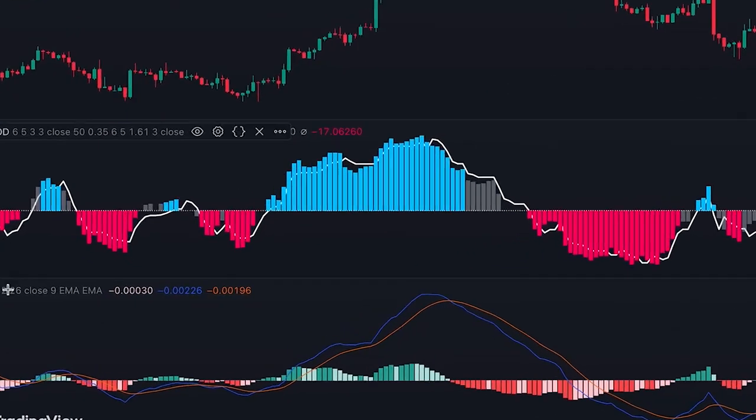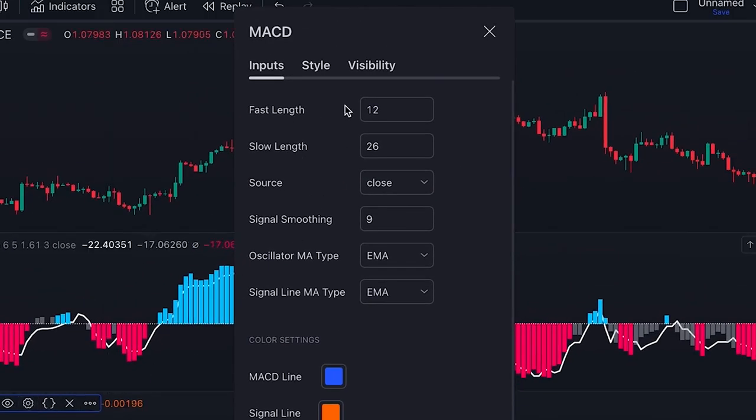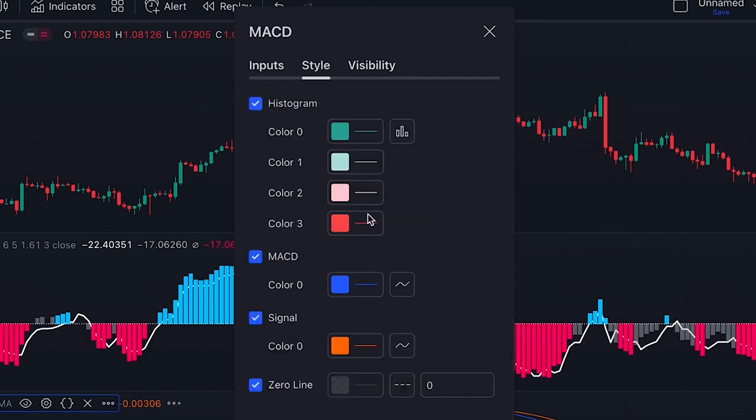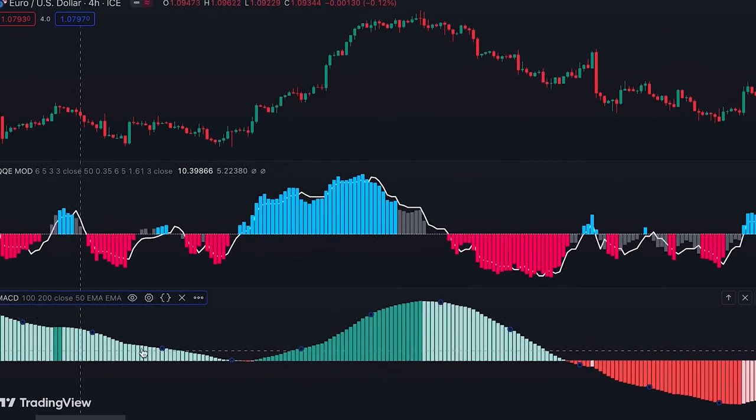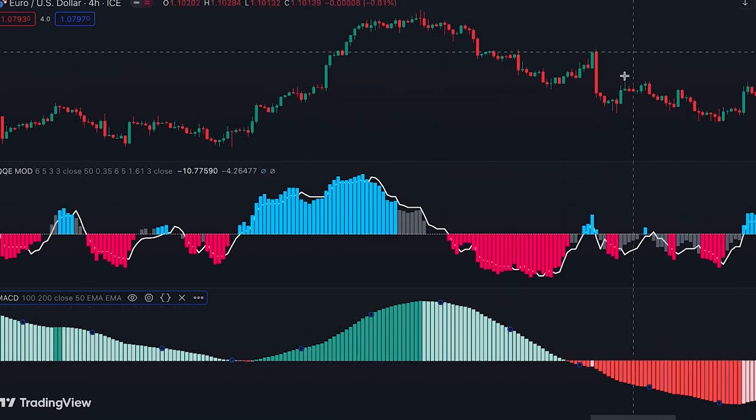We just need to change its settings so it will show the overall trend. Here for the fast length we set it at 100. For the slow length we set it at 200, and for signal smoothing we set it at 50. And then here in the style tab, we remove the MACD line and signal line because we don't need them. Alright, now this MACD with these special settings helps us to know about the overall trend of the market. When it's green, the overall trend is up, and when it's red, the overall trend is down.